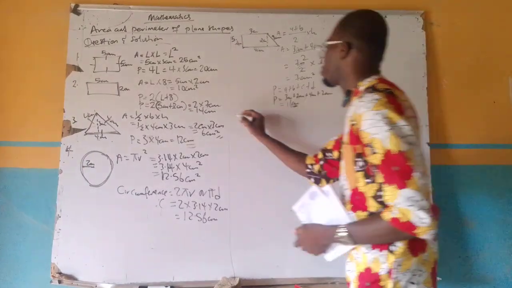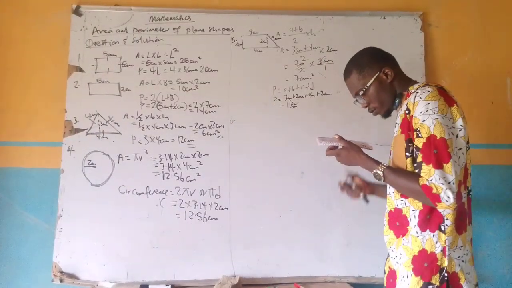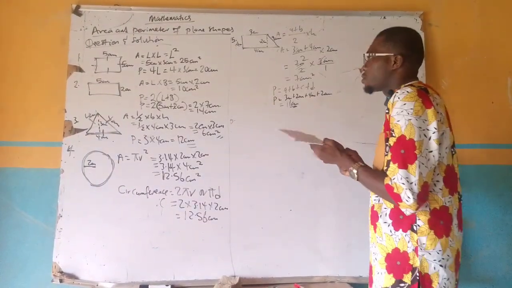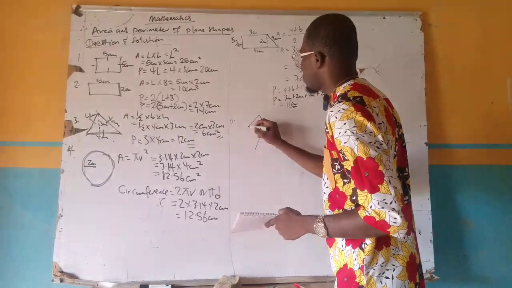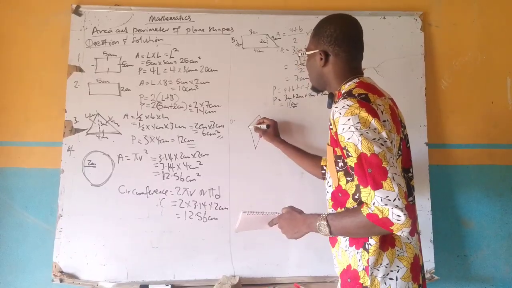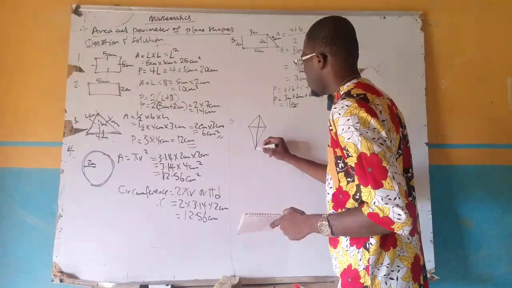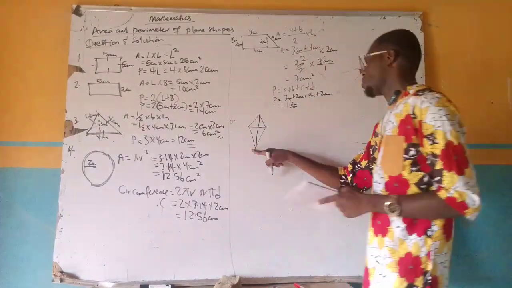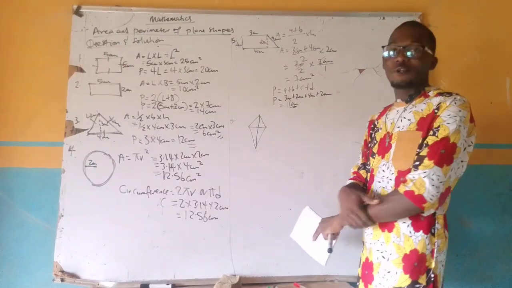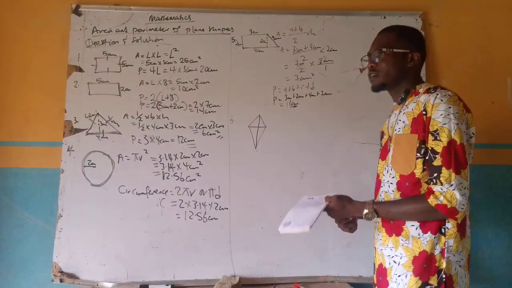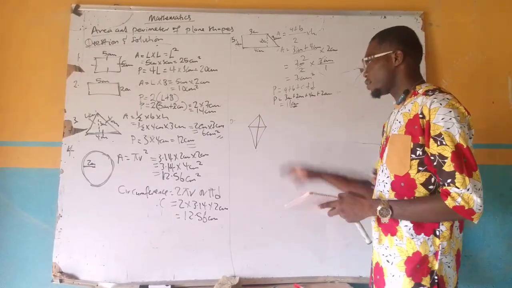Okay, so let's go to number 6. For number 6, we have a kite. A kite is one of the things children use to play with. Adults play with kites too. I remember growing up, I made some of these. So we have a kite, and it's also a plane shape.